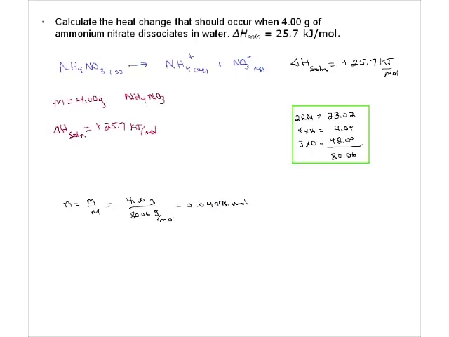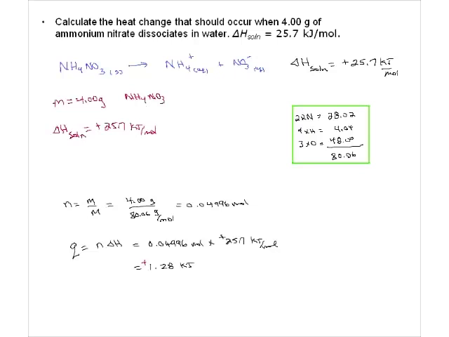Once we have the number of moles, we know the delta H. The rest is easy because Q equals n delta H, and we work it in. This is a positive value, and therefore it works out to be a positive 1.28 kilojoules. There we go. And what does this mean? Well, that's how much energy was absorbed as the ammonium nitrate dissolves.